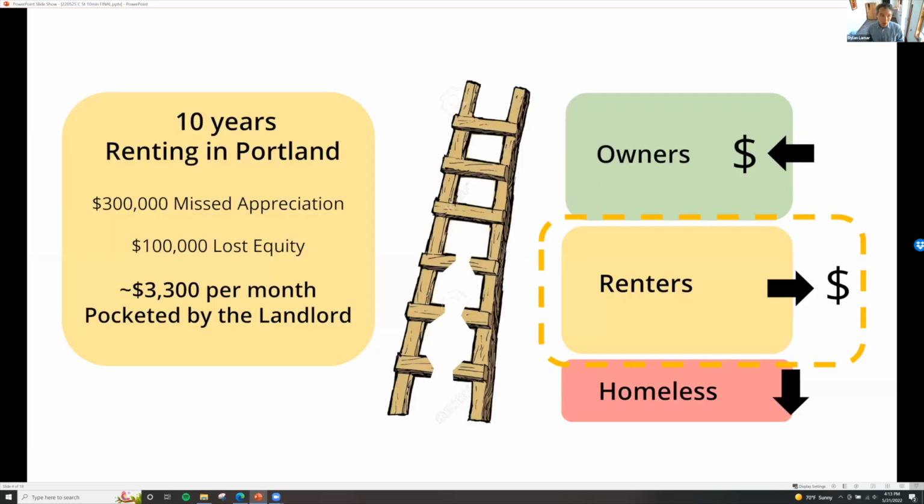And as an anecdote, I spent 10 years as a renter in Portland. I'm sad to admit, because looking back on it, I was even an architect, and I could have bought a house, but I didn't really want to. I didn't want to own a house. And then looking back, I lost about $3,300 per month over those 10 years, and missed appreciation value because the real estate market is appreciating so wildly on the West Coast, and about $100,000 in lost equity.